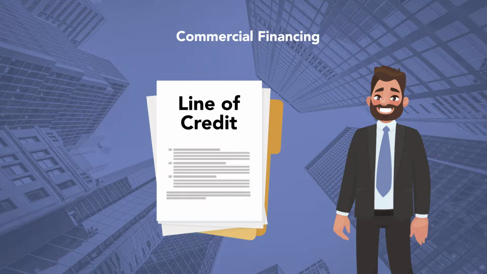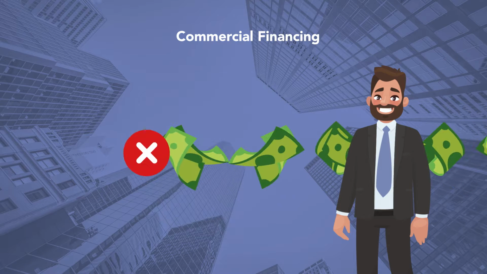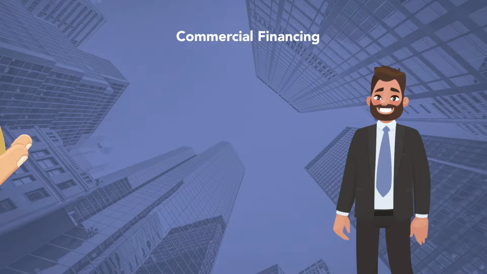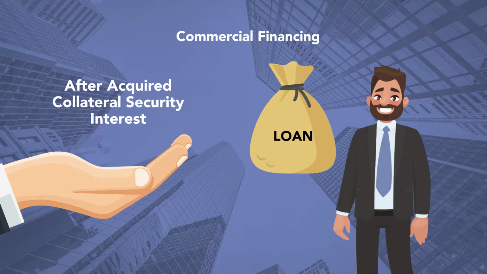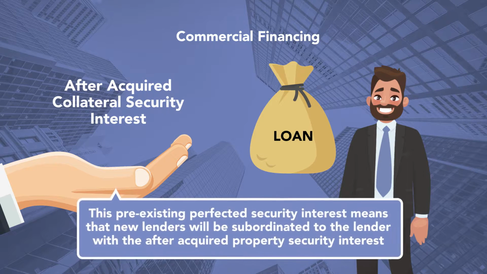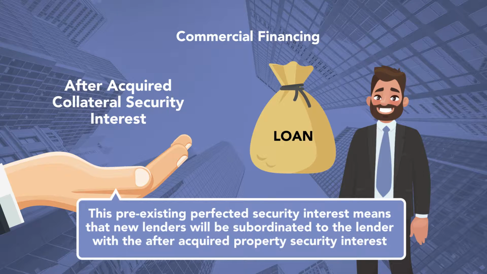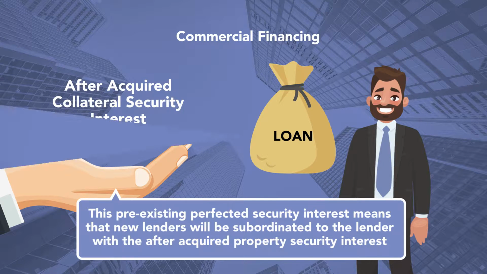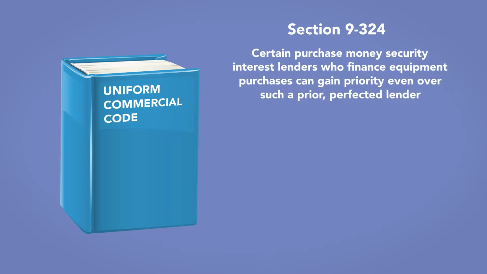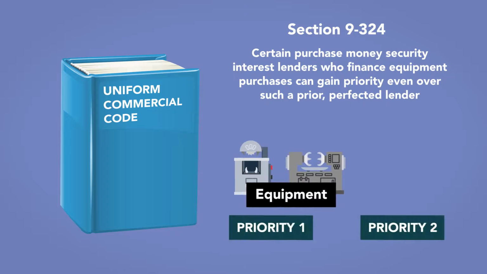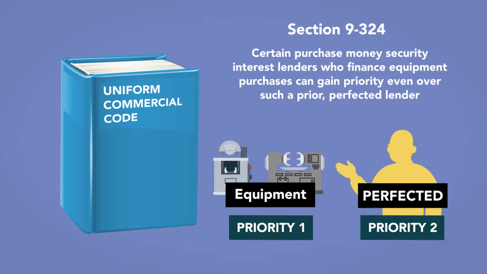The debtor may have exhausted its line of credit, may have cash flow difficulties, or may just want to use advantageous lending terms that lenders are willing to extend in exchange for an after-acquired collateral security interest. This pre-existing perfected security interest means that new lenders will be subordinated to the lender with the after-acquired property security interest. Still, UCC Section 9-324 provides a mechanism whereby certain purchase money security interest lenders who finance equipment purchases can gain priority even over such a prior perfected lender.